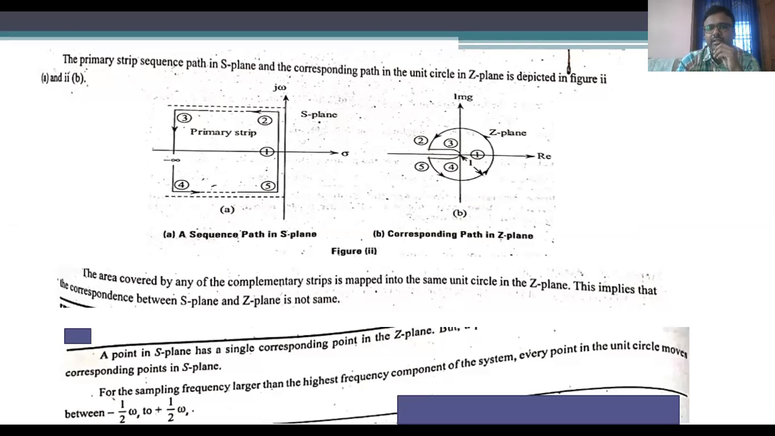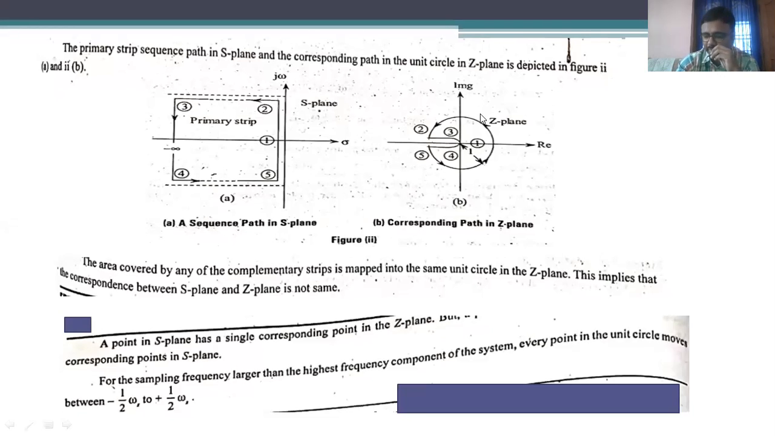So in order to represent a larger sampling frequency, that means the higher frequency component of the system, every pole has to be moved within the region of minus j omega s divided by 2 to omega s divided by 2. Why? Because here is the example for this one.